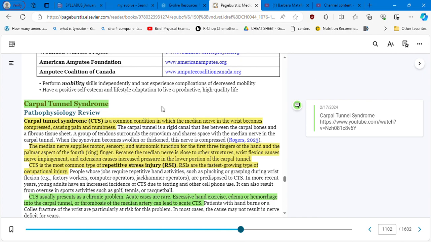So we're gonna stop here, and when we come back, we're gonna study carpal tunnel syndrome. We're almost done with this long chapter, but as you see, there's a huge variety of fractures and traumas that we need to analyze. Okay, so stay tuned.